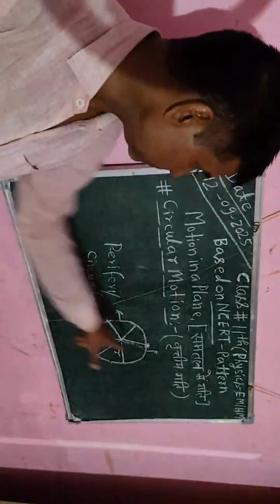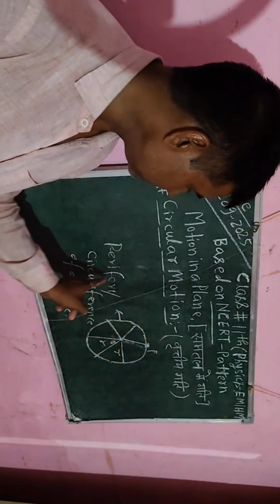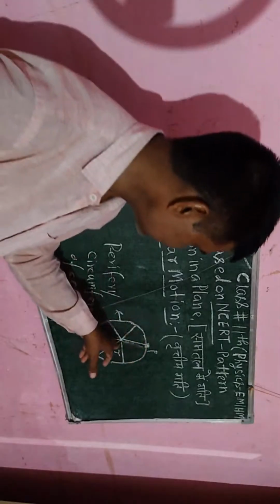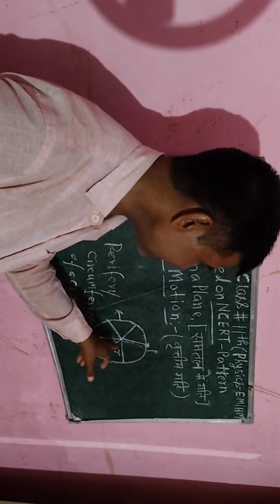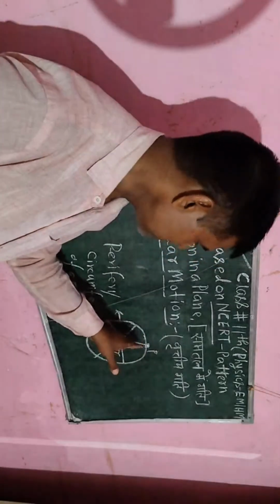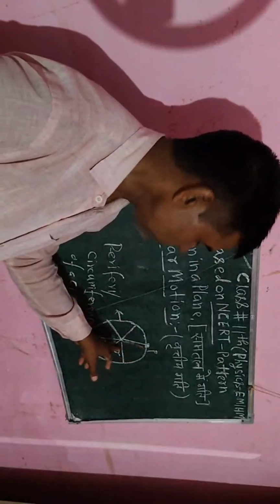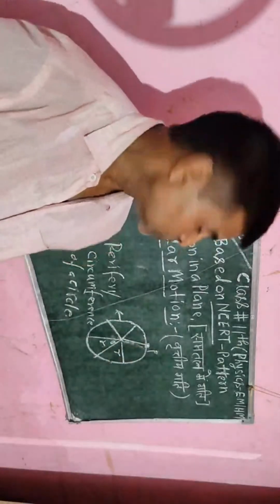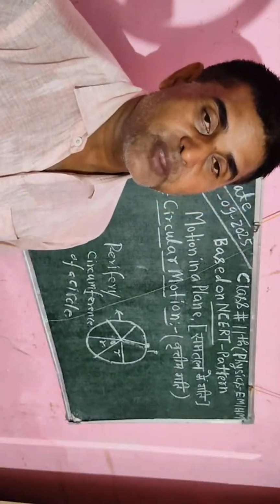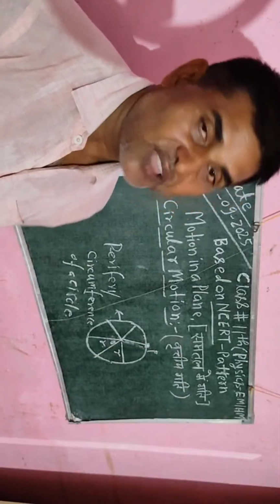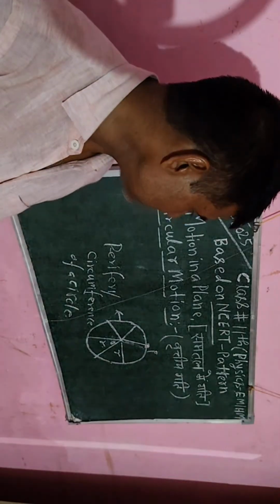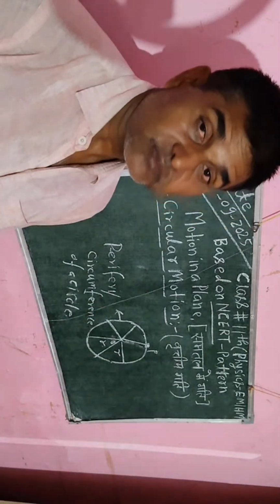If any particle is moving on the periphery or circumference of the circle, that particle has a fixed point, the center of the circle, and there will be a fixed distance, which I call the radius of the circle. This is the concept of a particle moving on the periphery of a circle. Such movement I will say is uniform circular motion. Okay student, I hope you are understanding this concept easily.